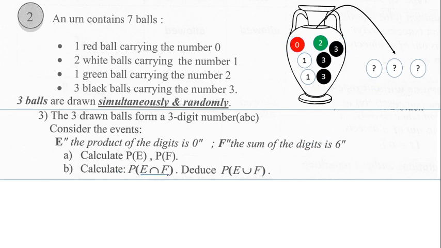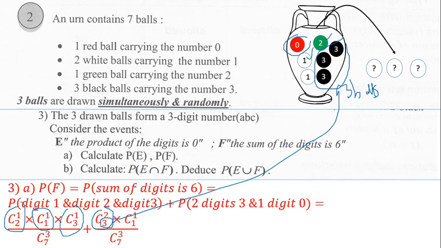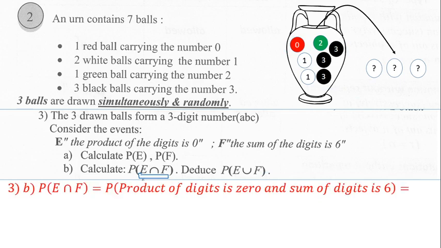Here, for E intersection F, you should see what is common. Okay, this is very important. E: the product is zero. If we have zero, this is E. If we have zero, three, three. If we have zero, one, three. If we have zero, two, three. If we have many, but at least we have zero.